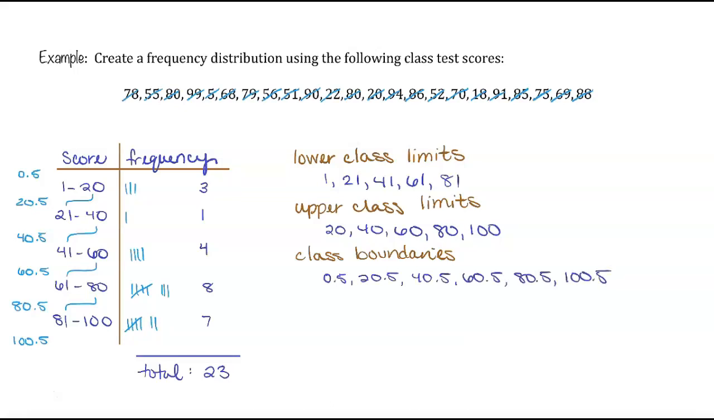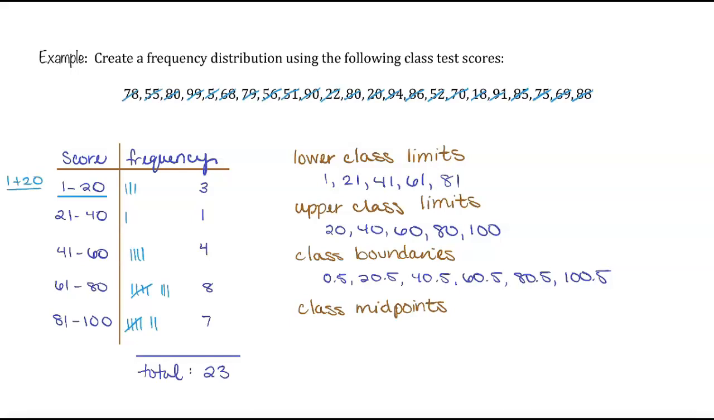Now let's figure out our class midpoints. To find the class midpoint for the first class, we add 1 and 20 and divide by 2. That's 21 divided by 2, so the first class midpoint is 10.5. To find the midpoint of the second class, we add 21 and 40 and divide by 2. That's 61 divided by 2, or 30.5. Doing the same calculation for the third class, we have a class midpoint of 50.5. For the fourth class, the midpoint is 70.5, and for the final class, the midpoint is 90.5.